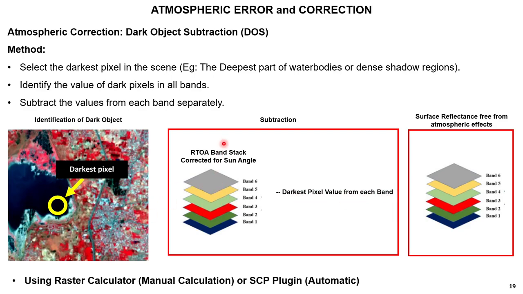For the entire band set, we will find the value for that particular pixel and subtract it from the entire set. Finally, all the dark pixels will be subtracted, and we will get the surface reflectance free from atmospheric effects.